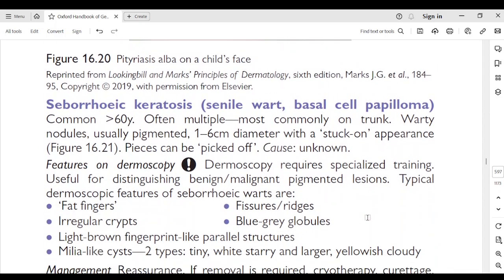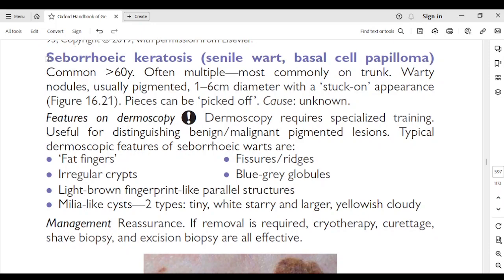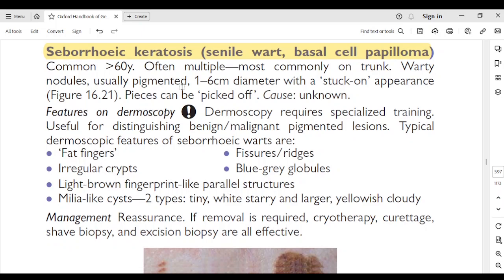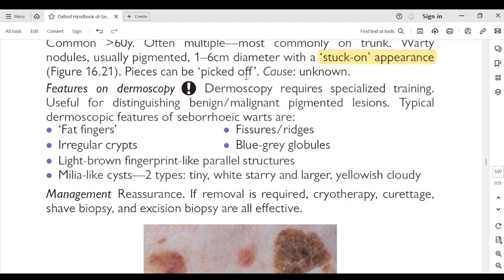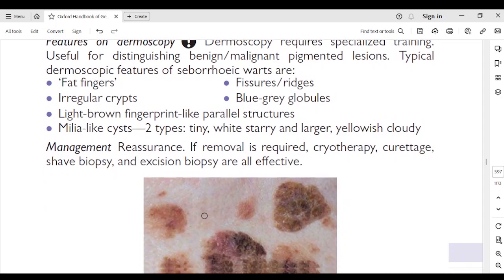Seborrheic keratosis or senile warts. Basal cell papilloma. Senile warts, basal cell papilloma, not carcinoma. Seborrheic keratosis will have a stuck-on appearance. Common in those over 60 years, often multiple, mostly common on the trunk. Warty nodules, usually pigmented, 1 to 6 centimeters diameter with a stuck-on appearance. Pieces can be picked off. Cause is unknown.